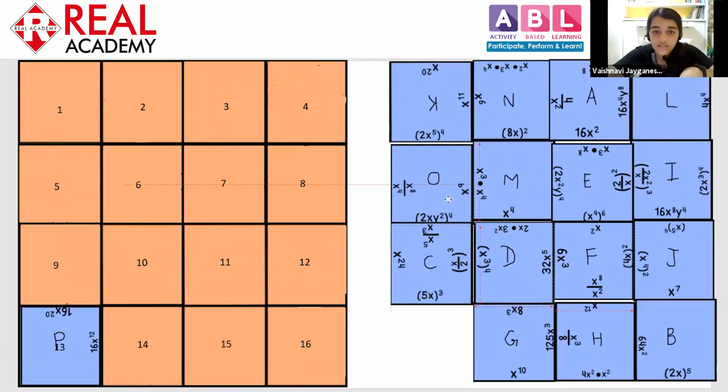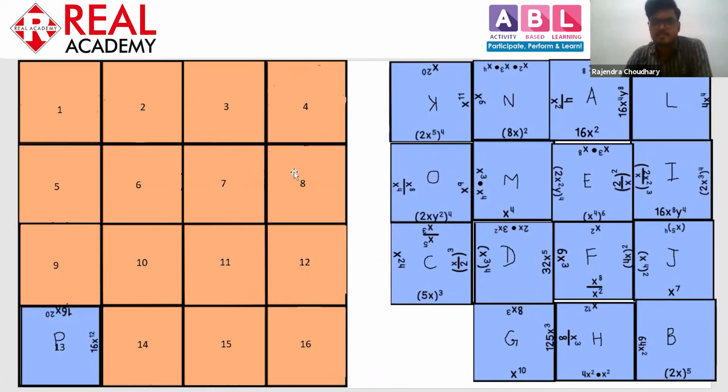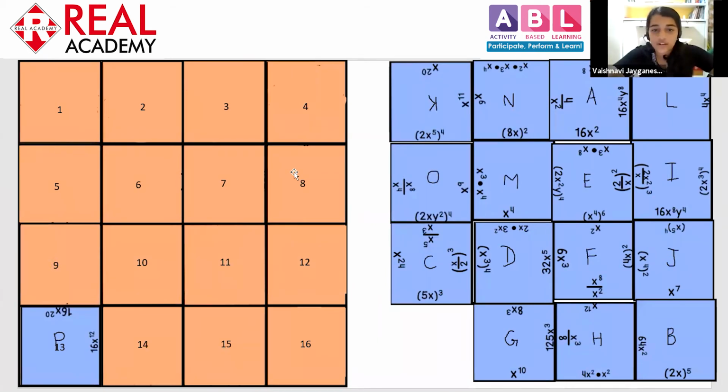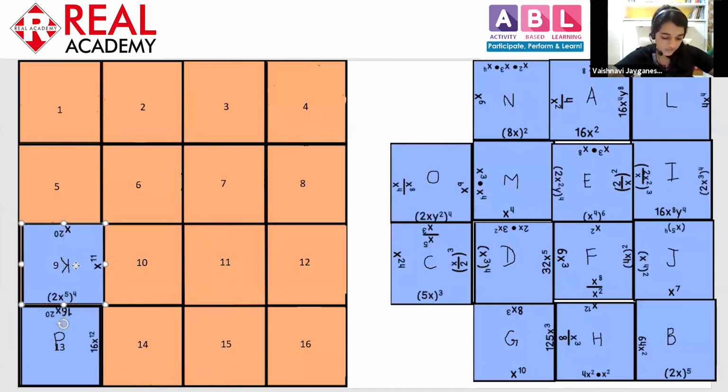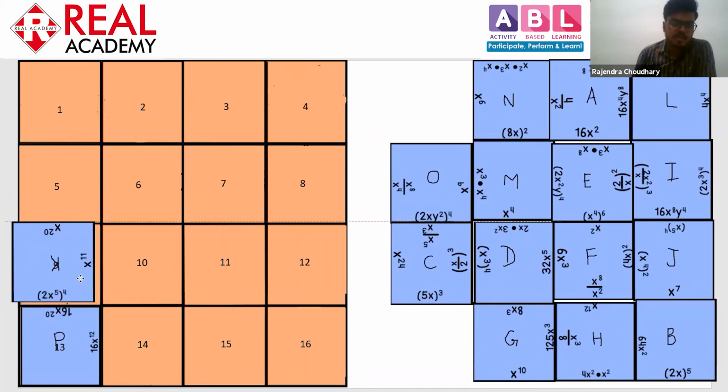So can I say the answer? You want to say the answer? For 9, yes, what is the answer for 9? So it's k, because it's 2x raised to 5, whole raised to 4, which is 16x raised to 20. Correct. Okay, yeh wala cube yahan pe aayega.